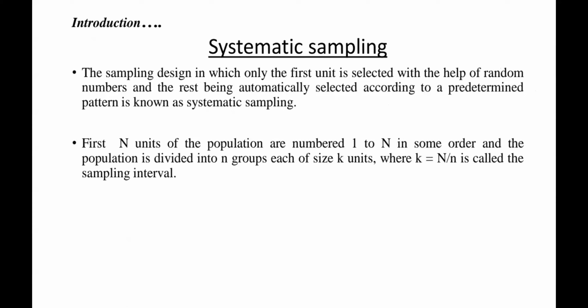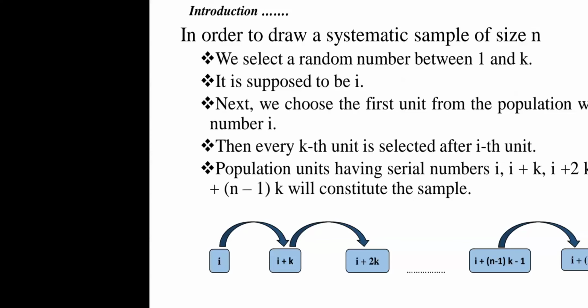Actually, systematic sampling is much easier than simple random sampling. In systematic sampling, the population of size capital N units is divided into n groups of size k each, such that small k is equal to capital N by small n. Capital N is nothing but the population size, and small n is the corresponding sample size we want to choose from the parent population. And this k is termed the sampling interval.